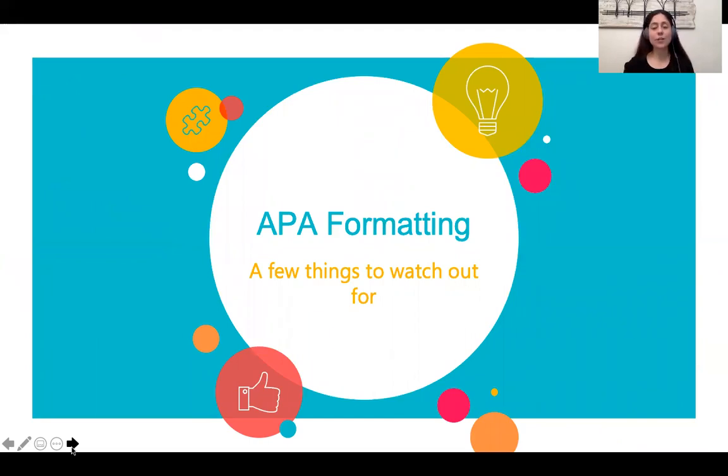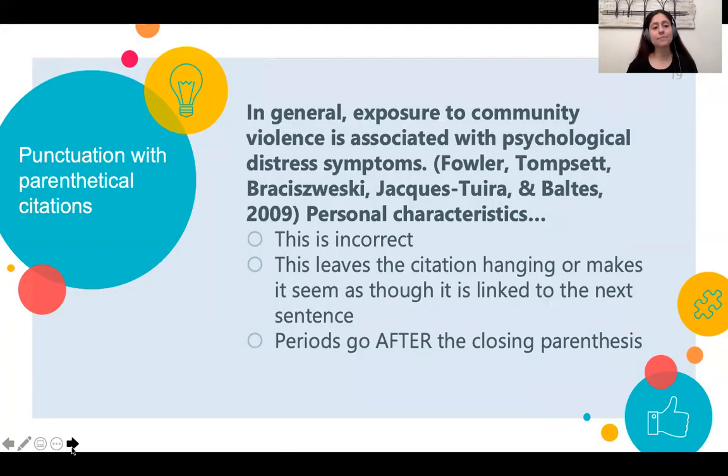All right, so now we'll transition a little bit from writing to APA formatting, and a couple of things to watch out for and a couple reminders. This one's a reminder with punctuation when you're using parenthetical citations. Remember that you need to have your punctuation after the closing parentheses. So if you look at this one, the parenthetical citation is just hanging there. It doesn't have relevant citations on it. And so this is problematic. We don't want to do that. You see, it's just there, and then your next sentence starts, and that's not going to be okay.